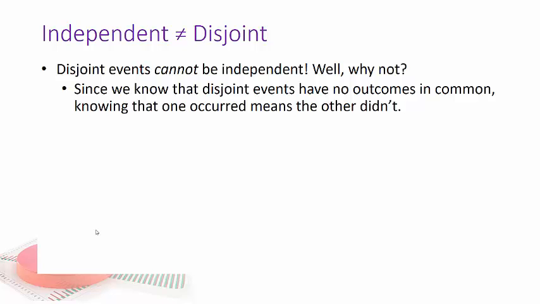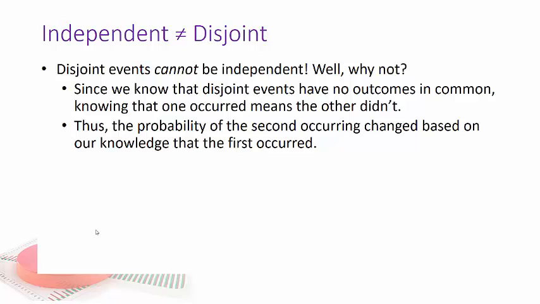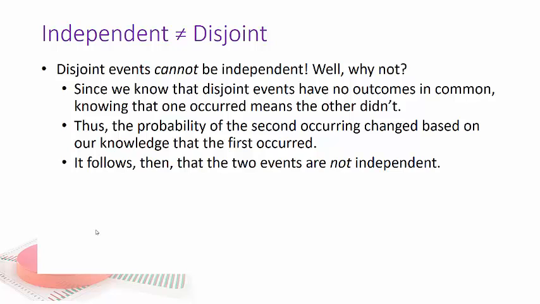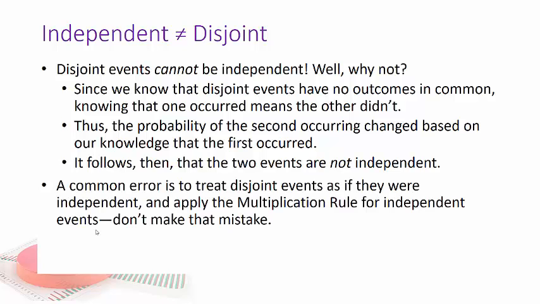All right? But if I drew a king and ask you if it's black, there we got something to work with, right? But if I ask you, what is the probability the card is a queen, given that I drew a king, you can automatically know that, hey, it's not the same thing. So the probability of the second occurring depends on our knowledge of the first. So the two events are not independent. So disjoint, mutually exclusive doesn't mean independent. So don't treat them as if they were and apply the multiplication rule for independent events, okay? So don't make that mistake.